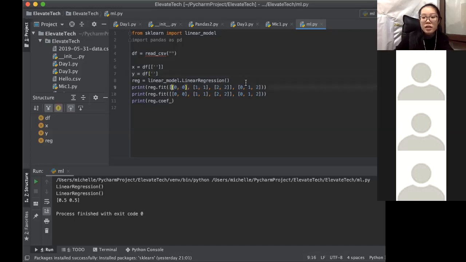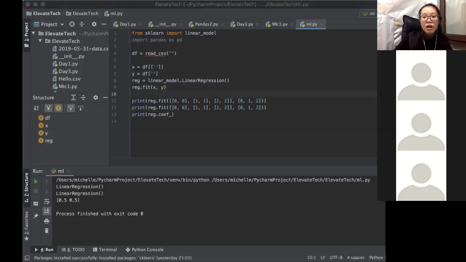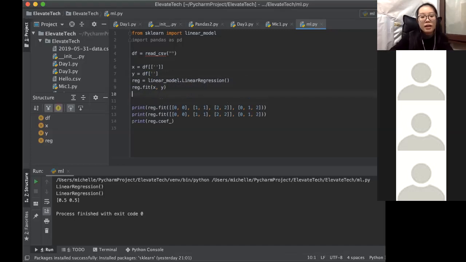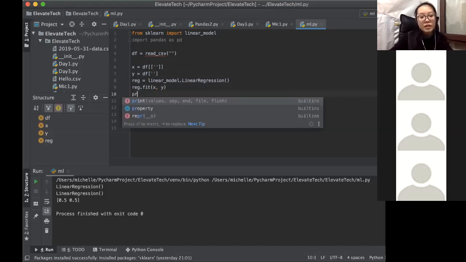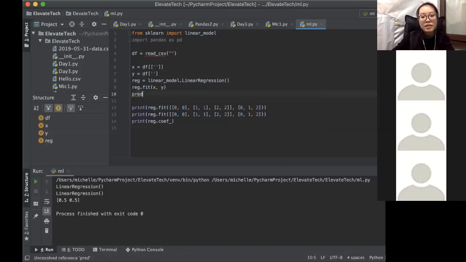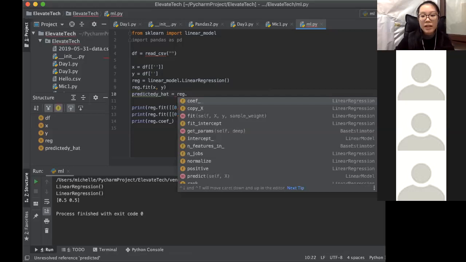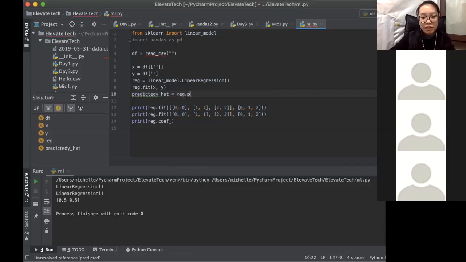In regr dot fit, you don't need to put all of this. You just put regr dot fit, then the x value, then the y value, and then you can predict the value. So you can predict y hats. I don't know what we're going to call that now, so probably just predict y hats, and then you write regr dot predict.